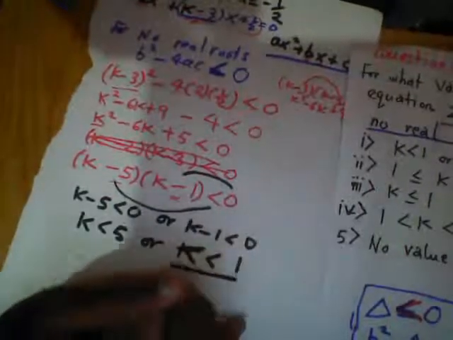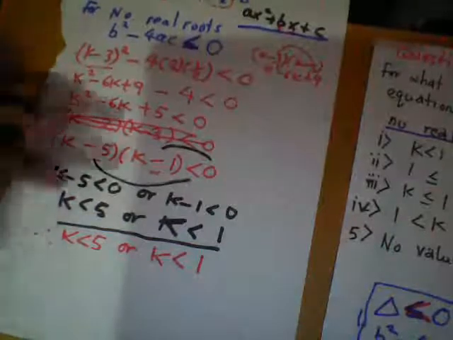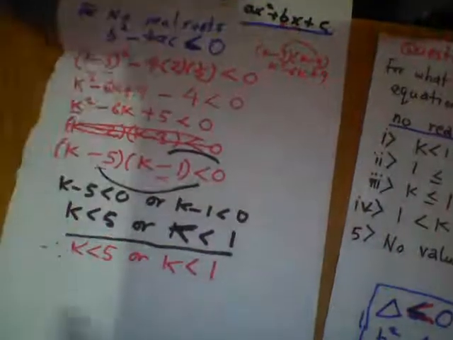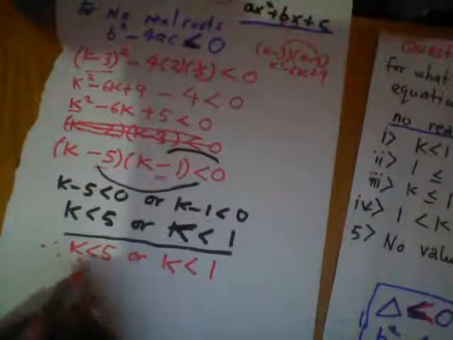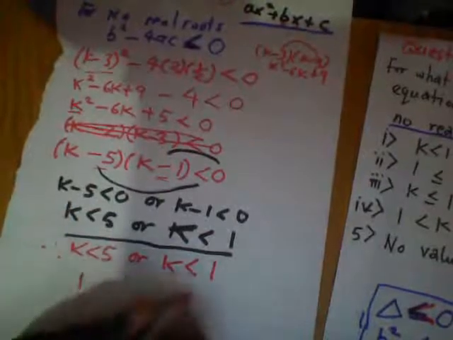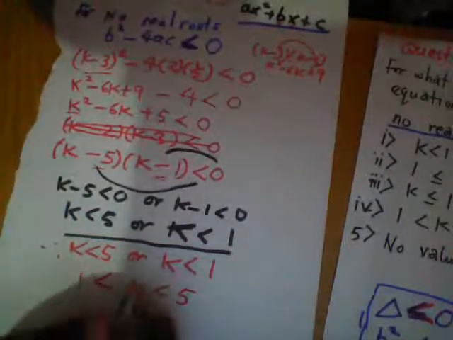So finally, k minus 5 is less than 0 and k minus 1 is less than 0. So k is less than 5, or k is less than 1. Another way of saying this is k is less than 5 and k is less than 1. In other words, 1 is smaller and 5 is bigger, and k has to be less than both of them.